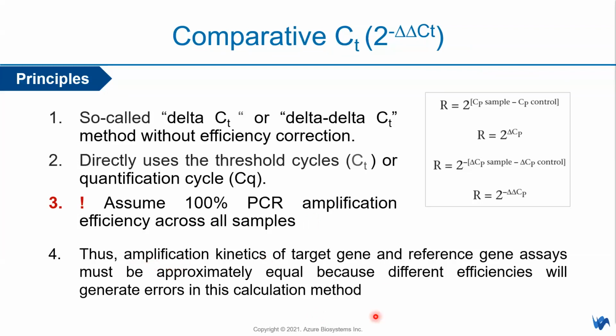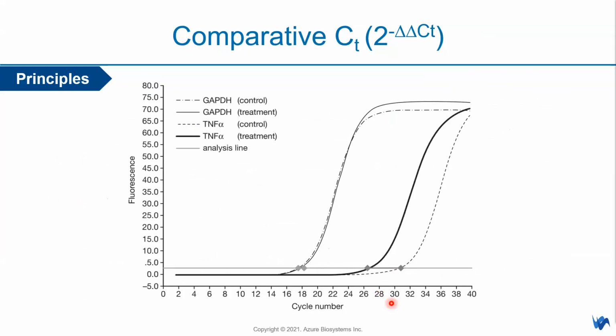target gene and reference genes assay, which must be equal. We were talking about primer efficiency and also qPCR assay efficiency. When you have different efficiencies between the assay and even the primer itself, this will generate error in this calculation method. The reason is explained by this graph.